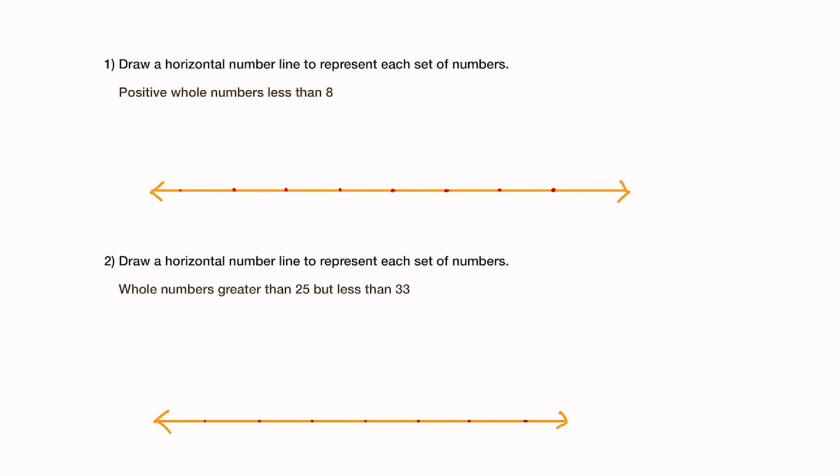Draw a horizontal line to represent each set of numbers, positive whole numbers less than 8. So it's positive, right? The numbers are going to be positive. They are whole numbers, which means no decimals, no fractions, right? And this says less than 8. So the numbers have to be less than 8. So where do we begin? We will have on our list 1, 2, 3, 4, 5, 6, and 7, right? Because we're saying they're positive, so we don't have any negative numbers, and they're whole numbers, and they have to be less than 8.